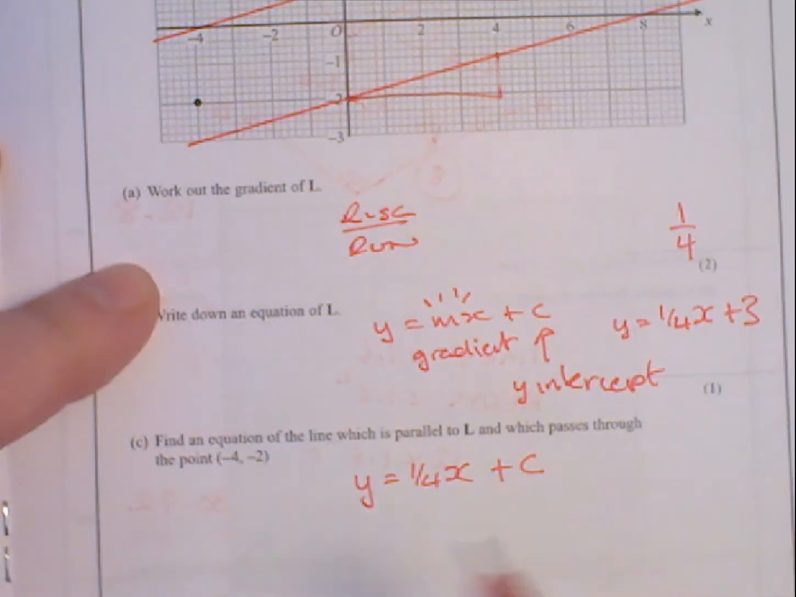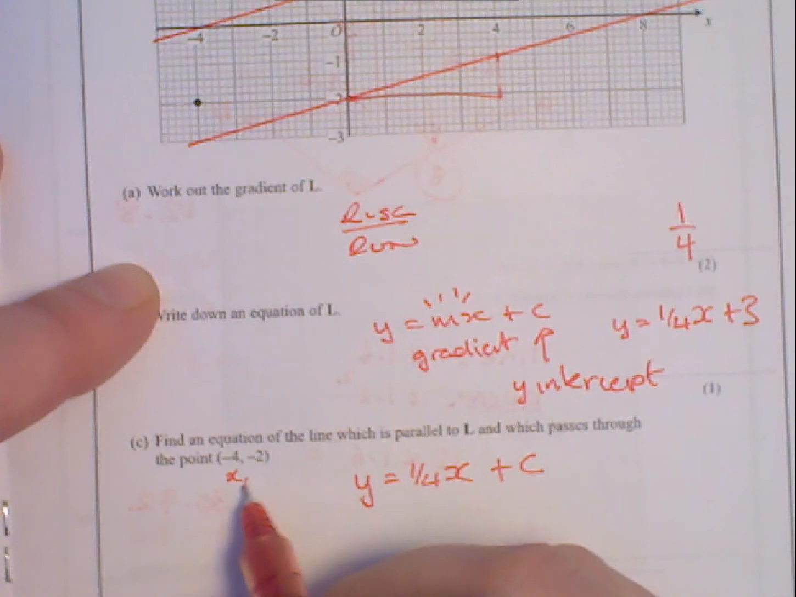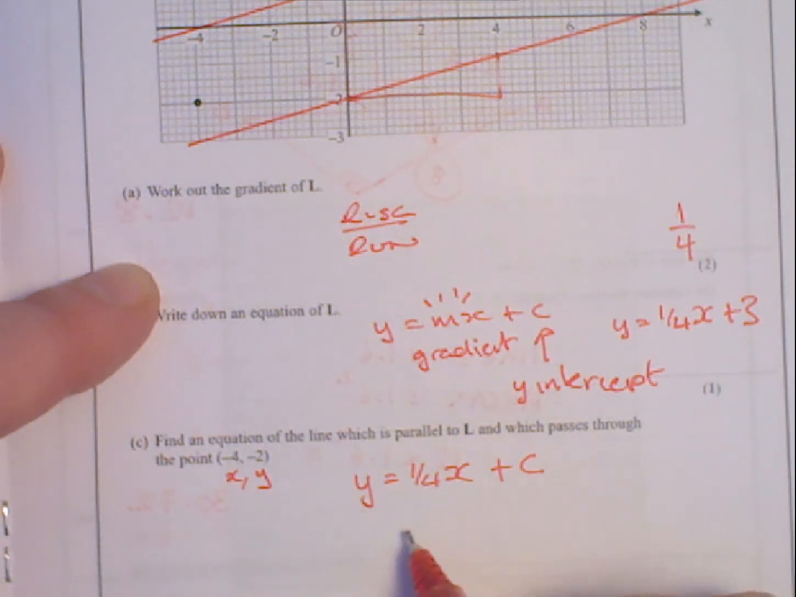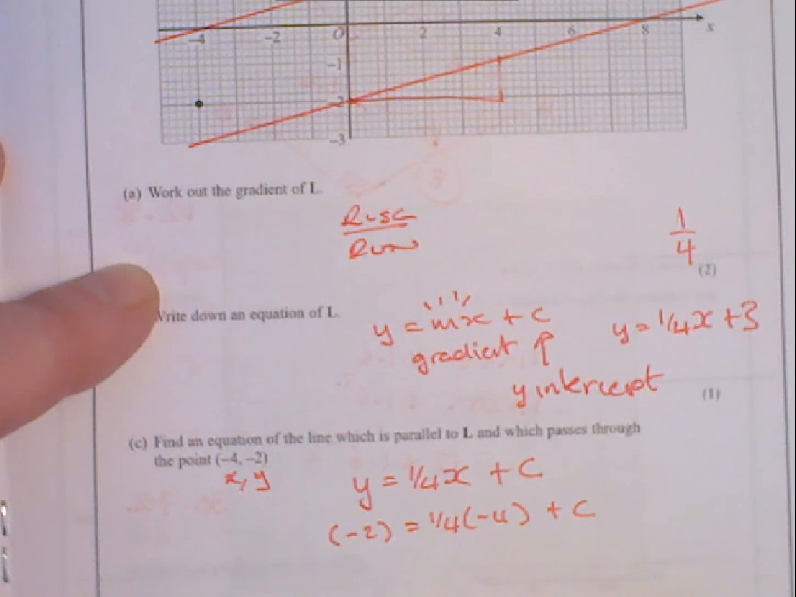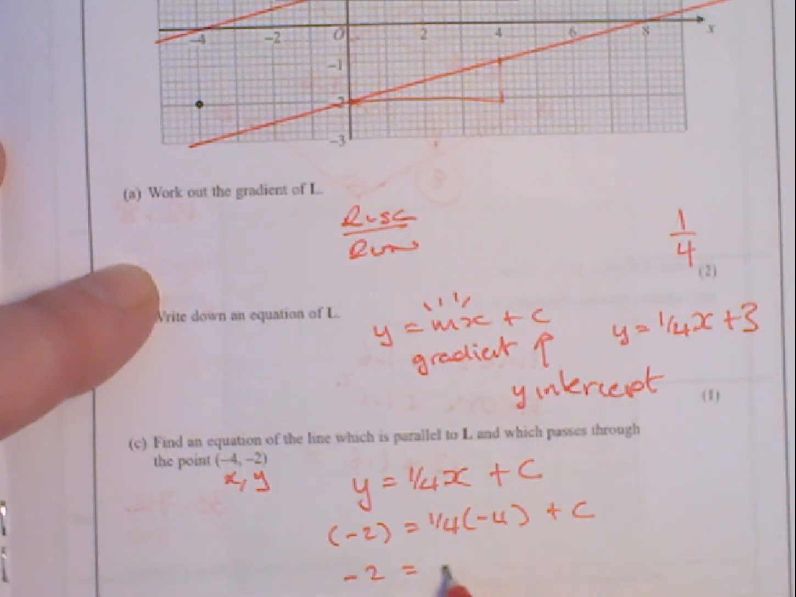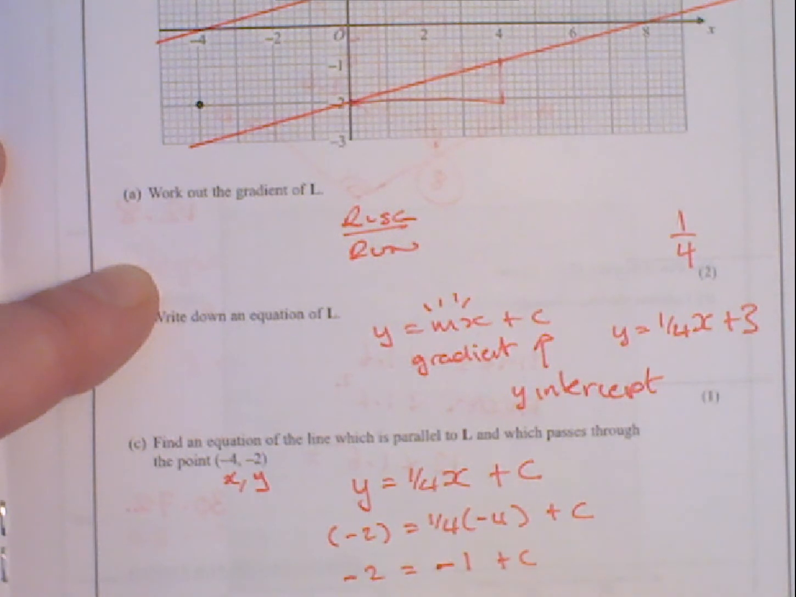But they have given me some information. They've told me x and they've told me y. So I'm going to replace the y with minus 2 and the x with minus 4 in the quarter x plus c, and I've used brackets to do that. Minus 2 equals, if I put this into a calculator, which I recommend that you check, you'll get minus 1 plus c. And if I move the minus 1 over to the other side, it becomes plus 1, change sides, and I find that c is equal to minus 1.